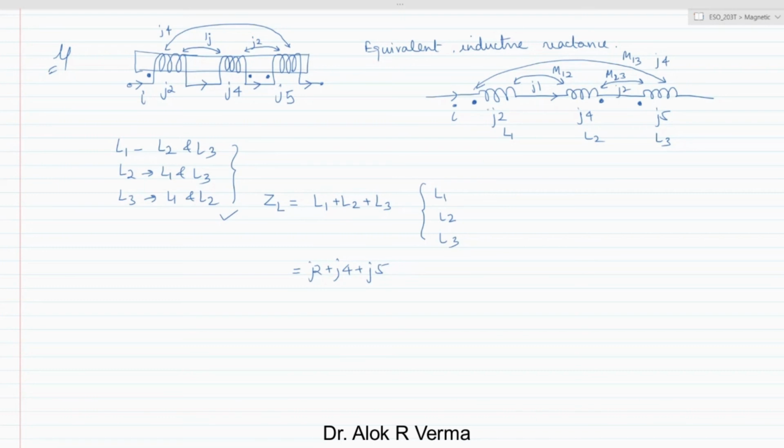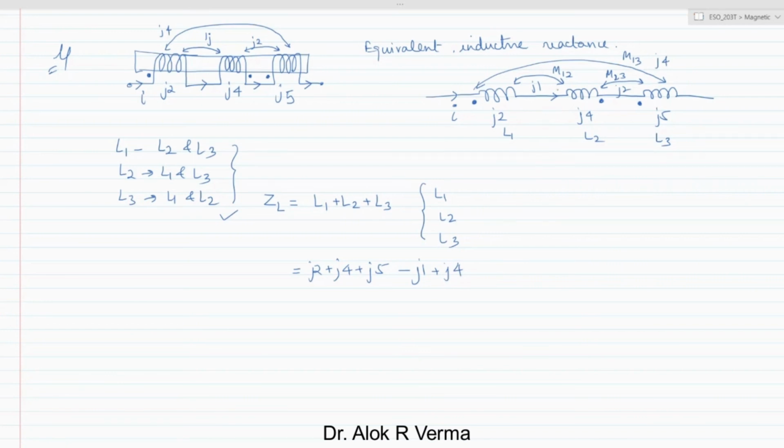Now L1 will be having mutual inductance with L2. So L1 L2 mutual inductance is M12, which is J1. Now look at the polarity. In 1 it is entering the dotted position, here it is leaving the dotted position, so it is minus J1. Now L1 with L3. L1 will communicate to L3 using J4, and the polarity is the same, J4, because in both L1 and L3 the current is entering the dotted position.